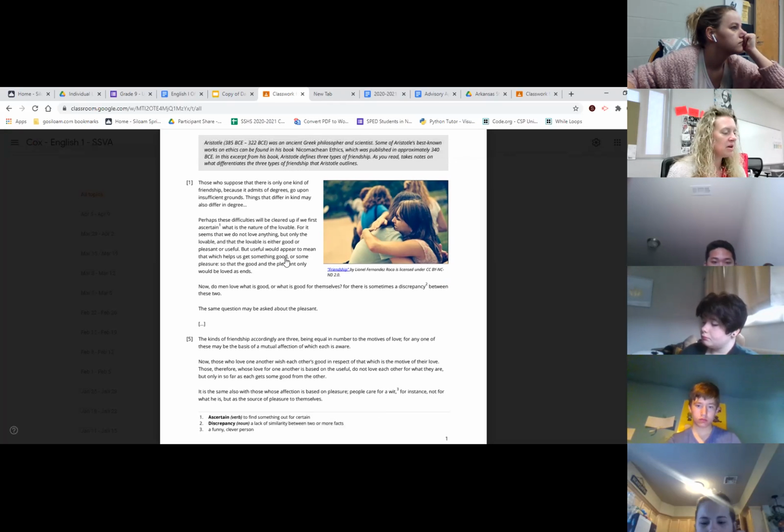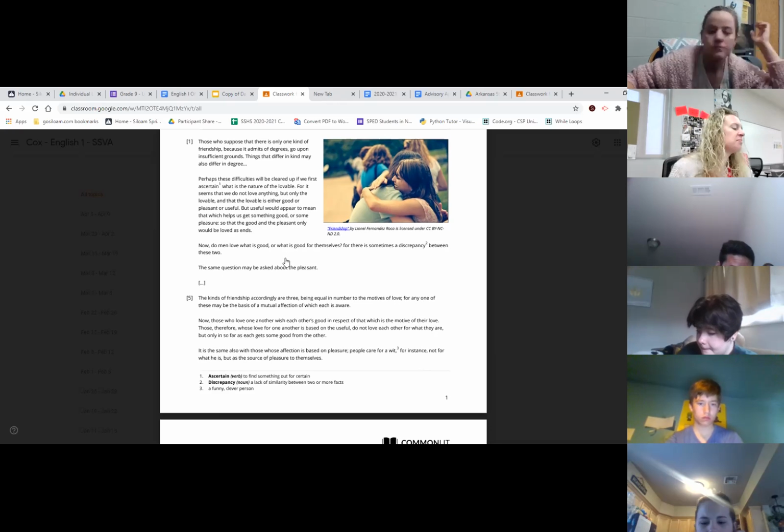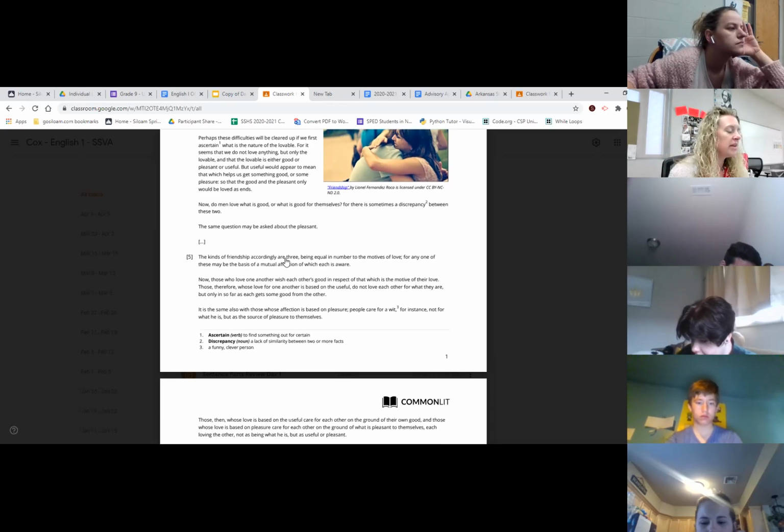These kinds of friendships, accordingly, are 3, being equal in number to the motives of love. For any one of these may be the basis of mutual affection, of which each is aware. Now, those who love one another wish each other's good in respect of that which is the motive of their love. Those, therefore, whose love for one another is based on the useful do not love each other for what they are, but only insofar as each gets some good from the other.